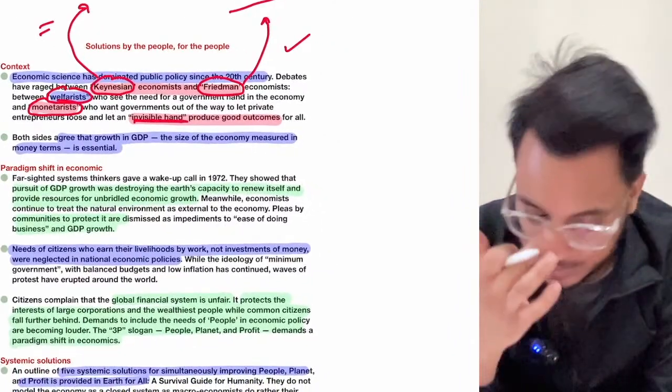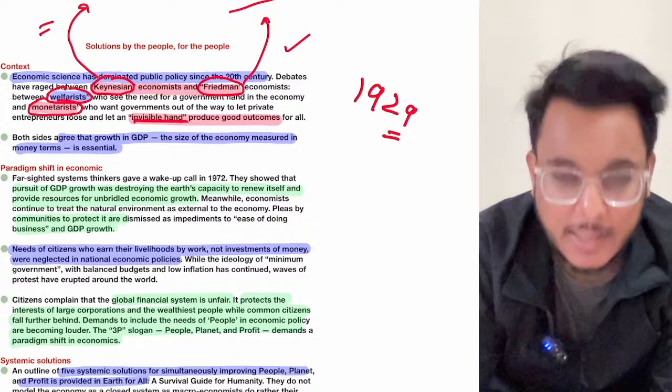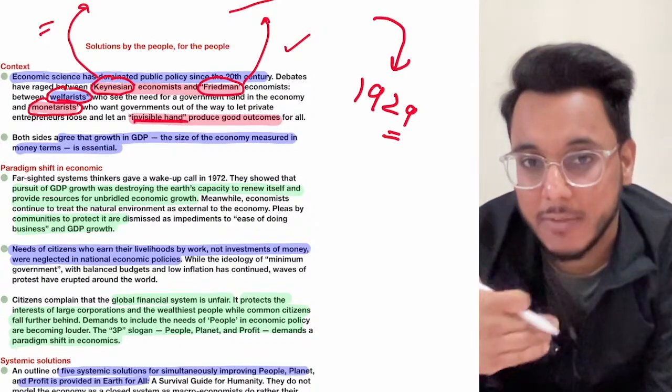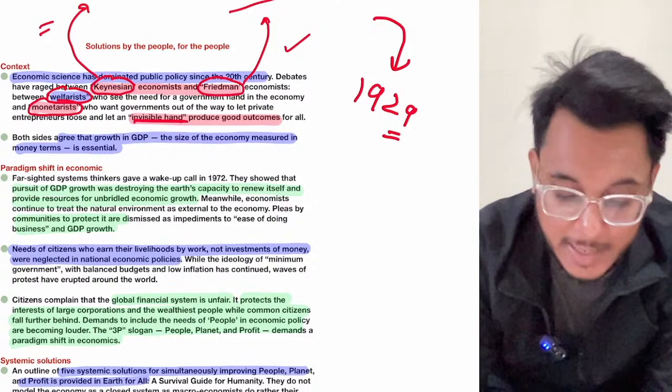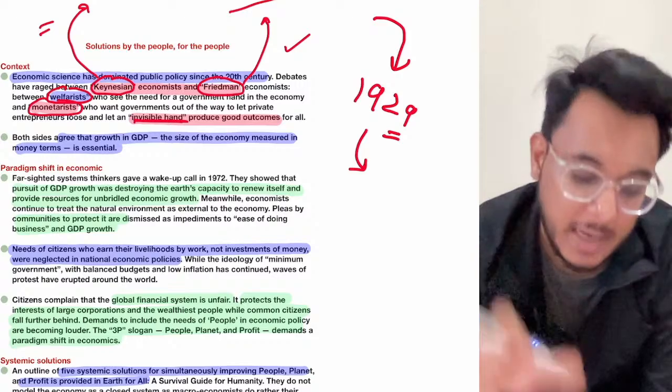Now, if you see this particular thing, before the Great Depression of 1929, the economies were run where government did not interfere too much. But after 1929, Keynesian economics, that government should interfere, became very popular.